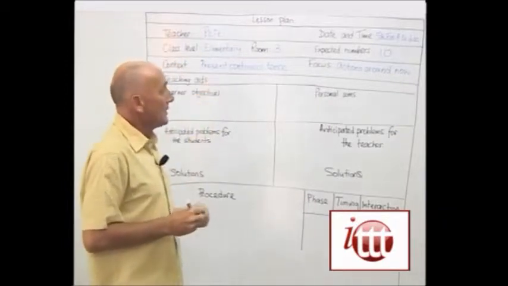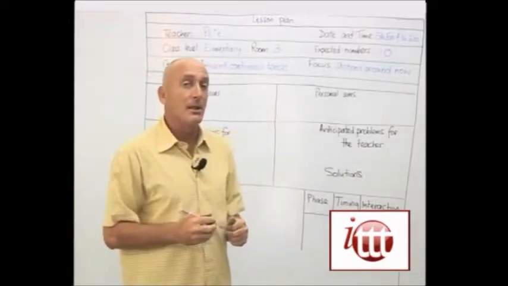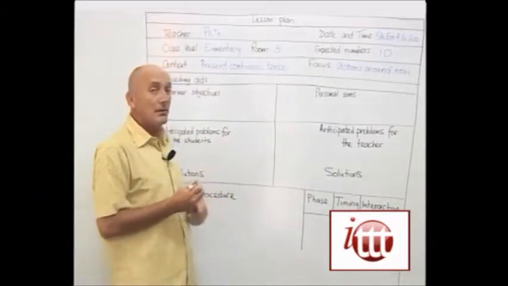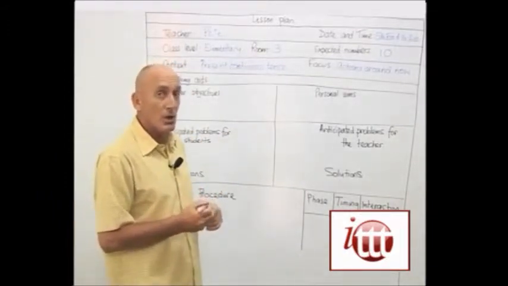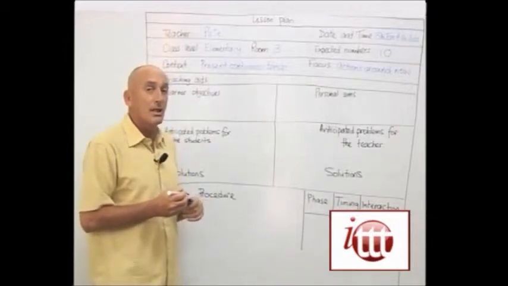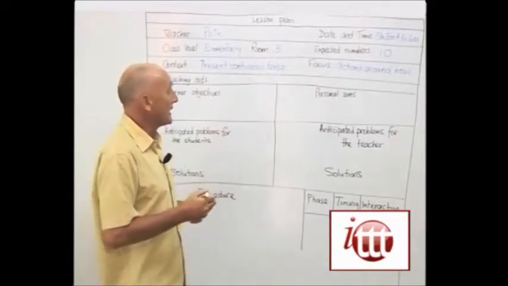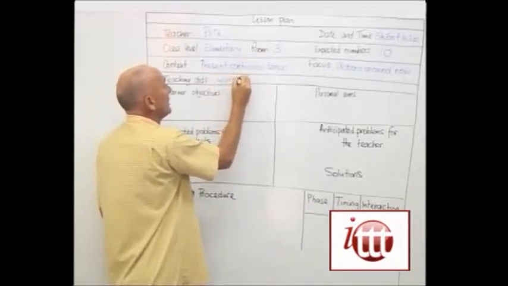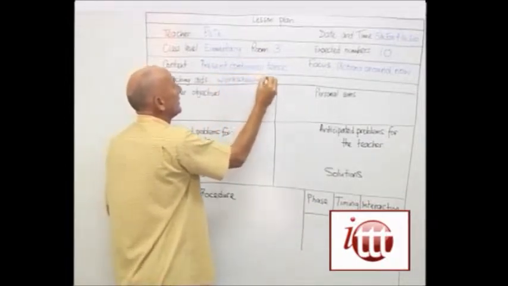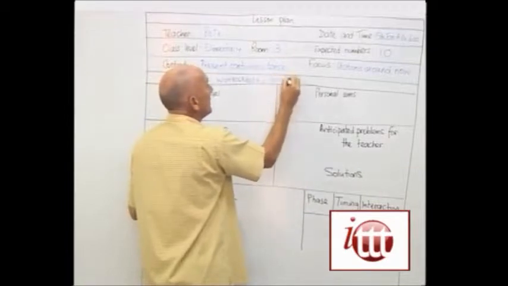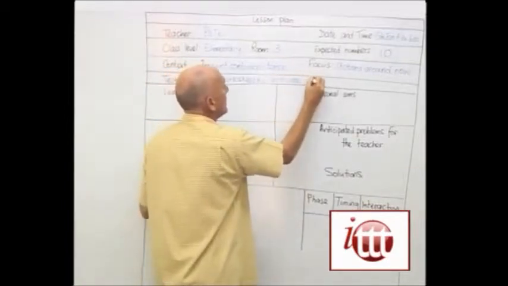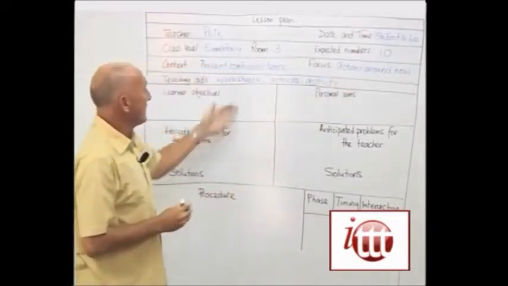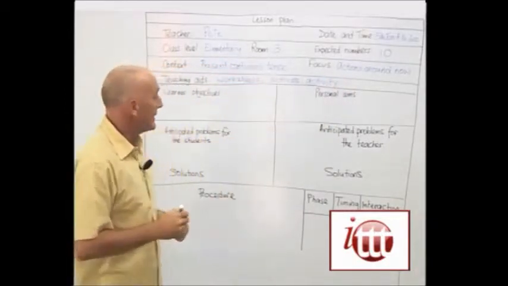The teaching aids is basically anything that we bring to the lesson that will help us to teach it. So we know that in our study phase we're going to be using some worksheets, and during the activate phase we're going to be doing an activate activity. So here we can fill in worksheets and activate activity.